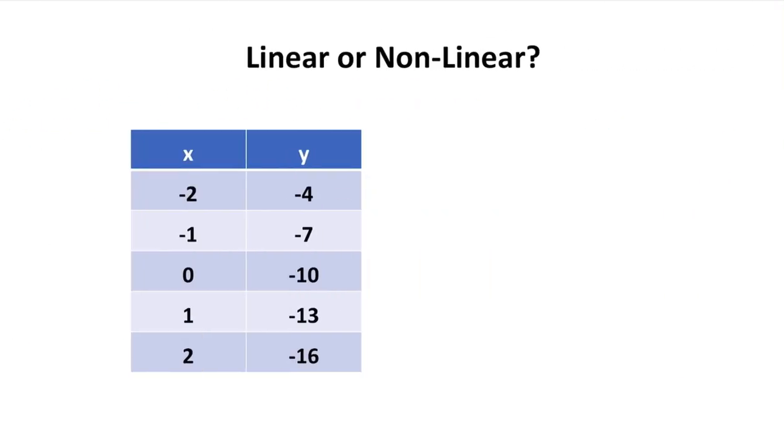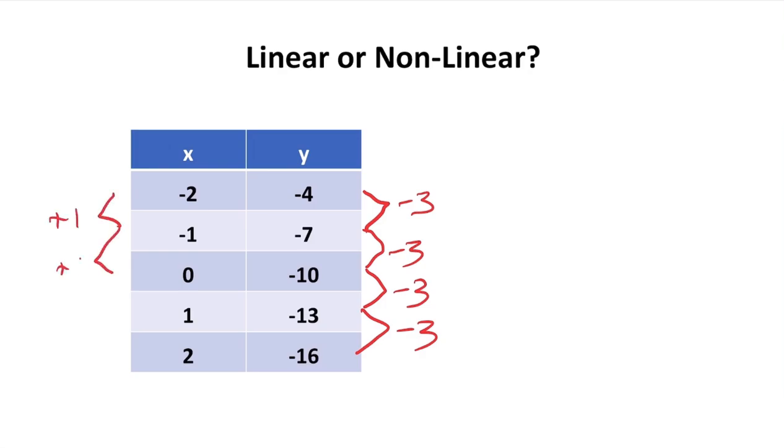Now let's look at some tables. Start with the y's. That's normally where the variance will be, but not always, but most of the time, so it can save you time. This is going down 3, down 3, down 3, down 3, and I just keep going until I find one that doesn't match. Plus 1, plus 1, it's getting bigger by 1, bigger by 1. Linear.